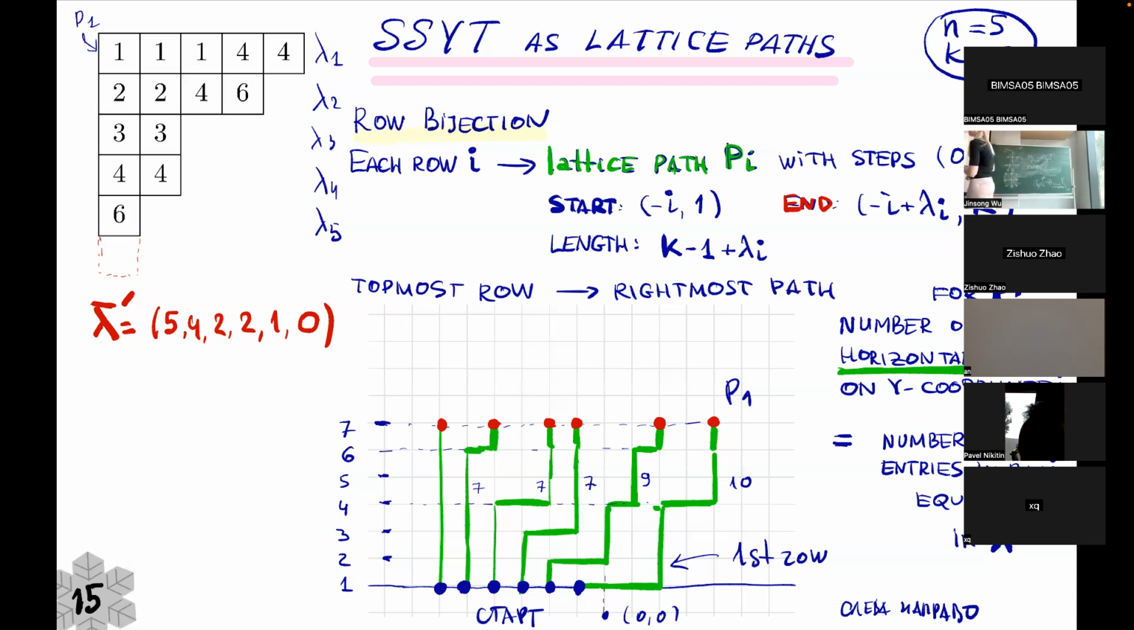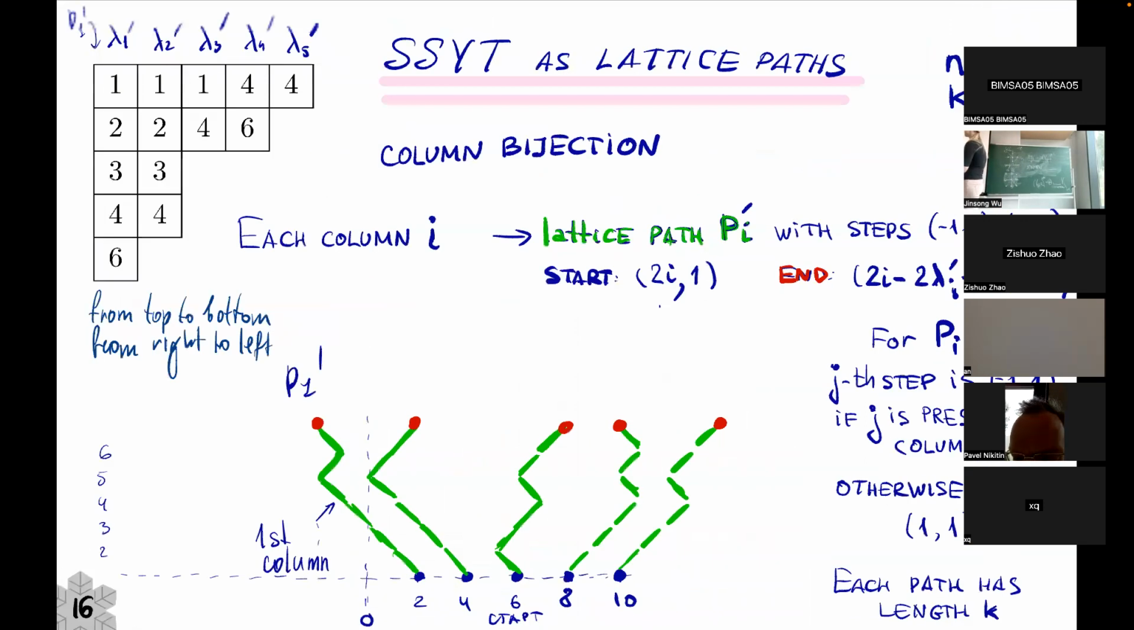I won't be dealing with much detail here. Actually, here is the recipe, and all of you can apply it. And also there is the so-called column bijection. This is another way to make the paths corresponding to Young diagrams: you read by columns. Now the first column corresponds to this path, which is the rightmost path, and there is a certain recipe to do that. Now the steps are -1, 1, and 1, and we have certain starting and ending points.